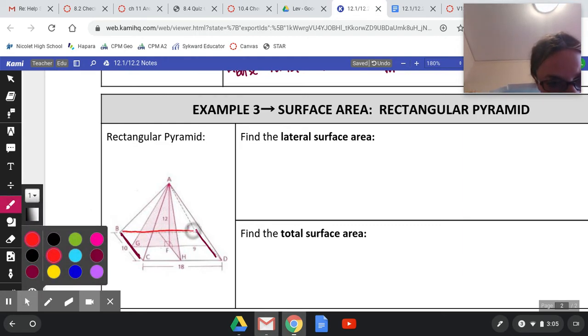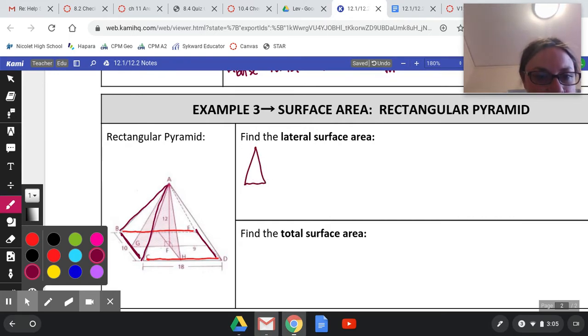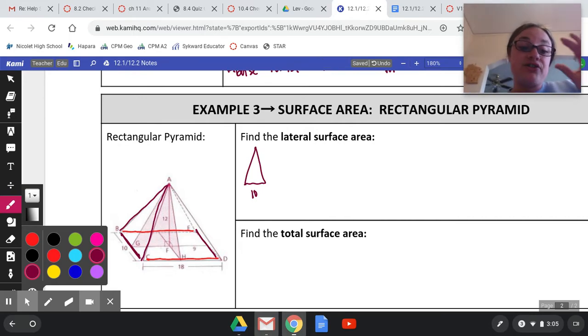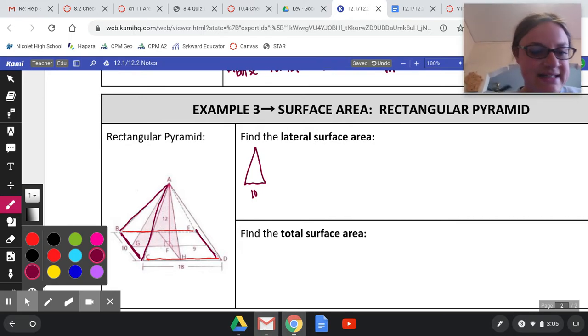So if I highlight the sides, there we go. I need to do a couple of different things here. First of all, I am going to focus on triangle ABC that I have highlighted here. If I look at that triangle, I have a base of 10, and I don't know what the lateral area is. And I also don't know what the slant height is. So I need to find that.